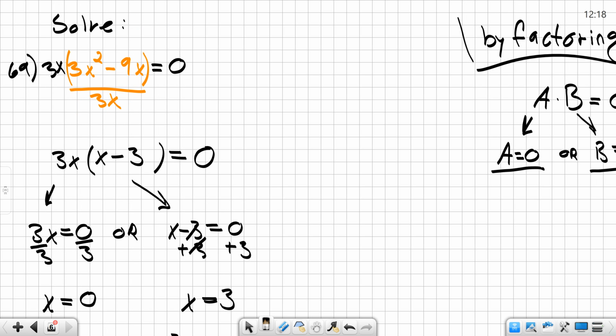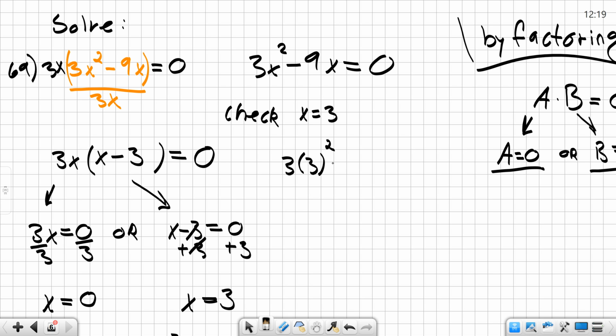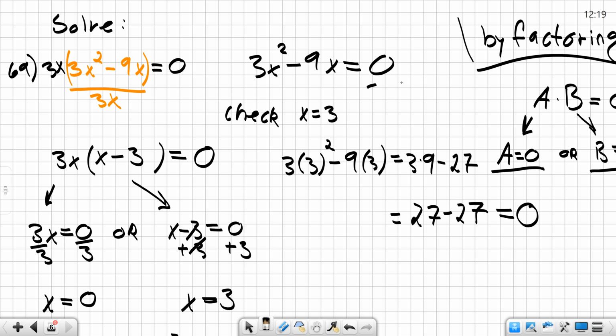My original equation was 3x squared minus 9x is supposed to be 0. Check the number 3. Check x is equal to 3 and plug it in. What do we get? 3 times 3 squared minus 9 times 3. This is 3 times 9 minus 9 times 3, which is 27 minus 27, which is in fact equal to 0.